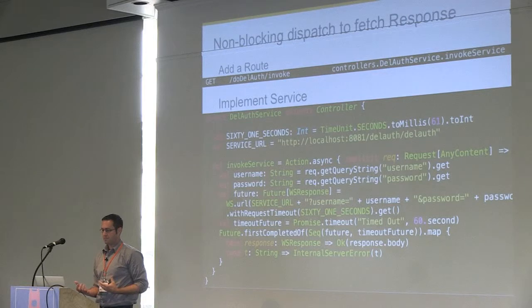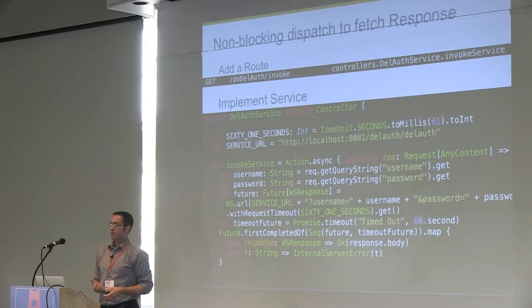And when we make that request, we're going to use the Play WS library, which actually makes an asynchronous request. It doesn't block on the request. It returns back a future for us to wait on the return from. And so in this case, it returns a future of type WS response.